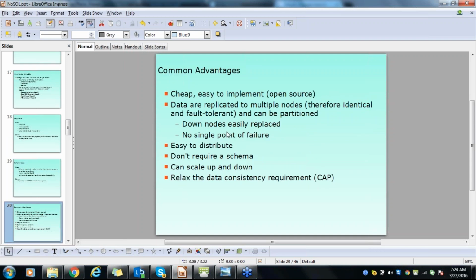Typically any NoSQL database or NoSQL system is open source as of now, so it's very cheap and easy to implement. And as there are multiple nodes, you don't have the problem of single point of failure. I mean, if any one single point fails, you can have other places where you can restore it back. And you can easily replace them with a new one. For obvious reasons, it's very easy to distribute. It doesn't require any schema. You don't have any architecture design for it. I mean, on a high level you have an architecture design, but you need not do it every time.